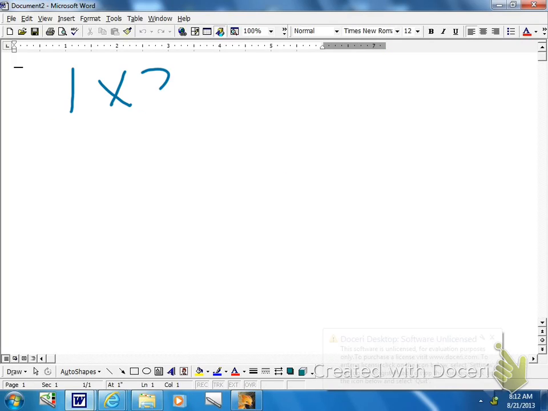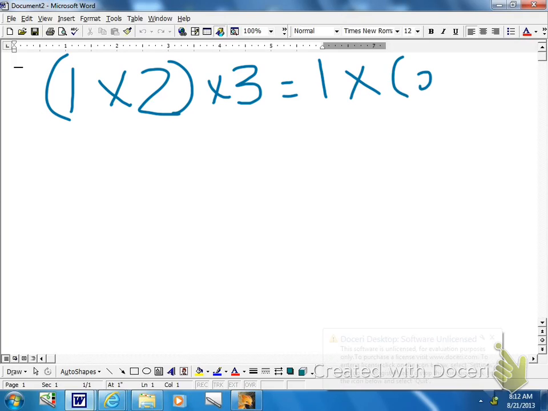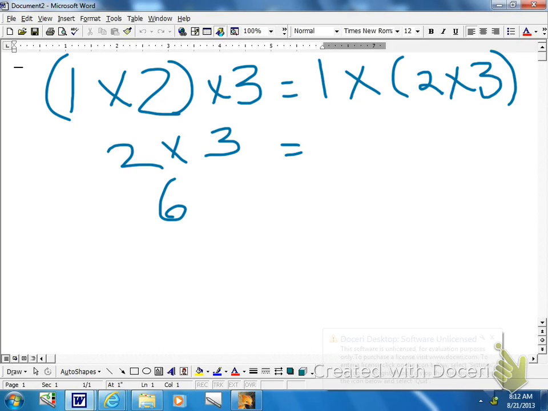Well, the same thing with multiplication. 1 times 2, let's group these first, times 3. Does that equal 1 times 2 times 3? Parentheses means do me first, so 1 times 2 is 2, times 3, 6. And here 2 times 3 is 6, times 1, well, that is 6.